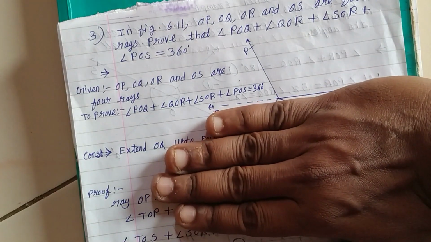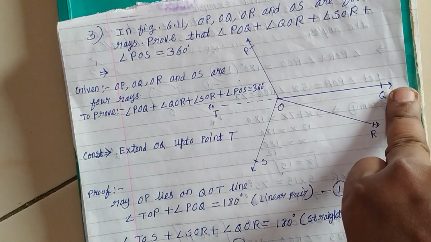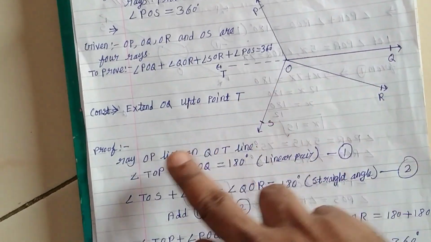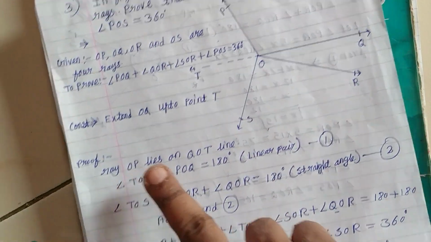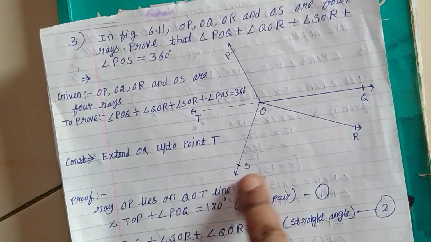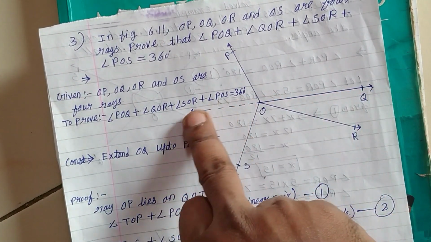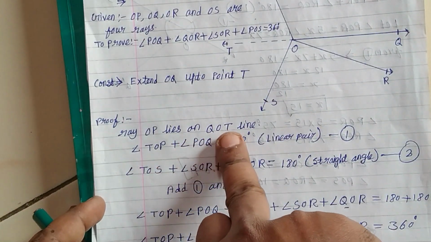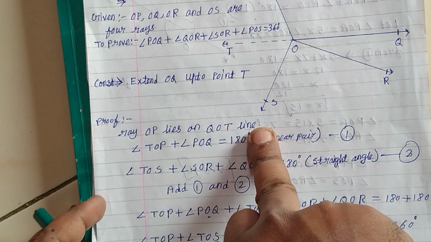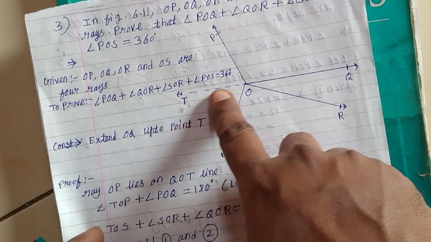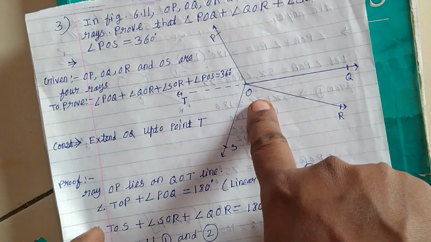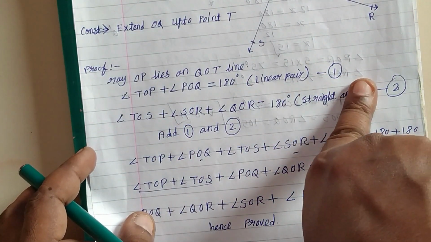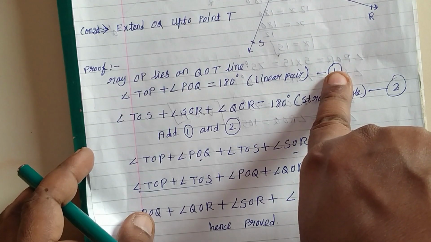Now student, TOQ is nothing but a line. So here I have written: ray OP lies on line QOT, or you can write TOQ. So it lies on the line QOT. That means angle TOP and angle POQ, their sum will be 180, linear pair. I have called it equation 1.